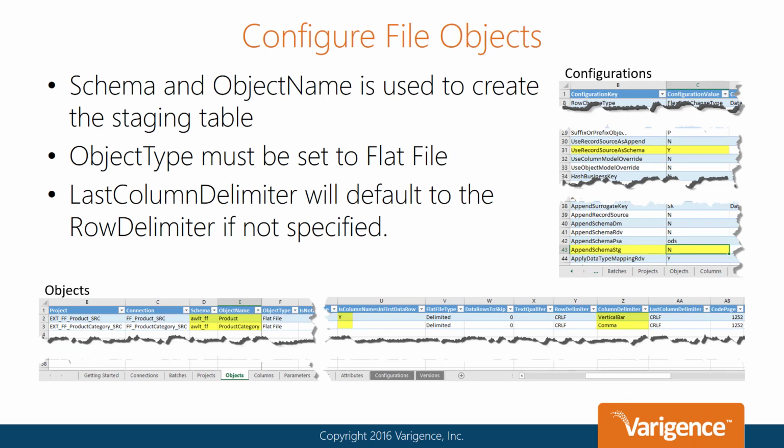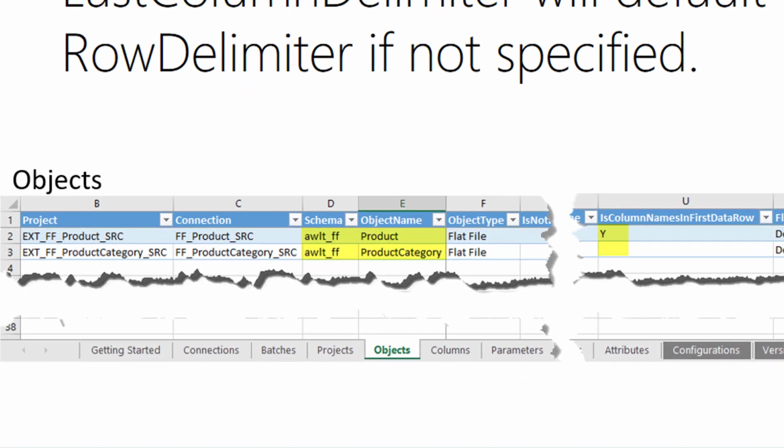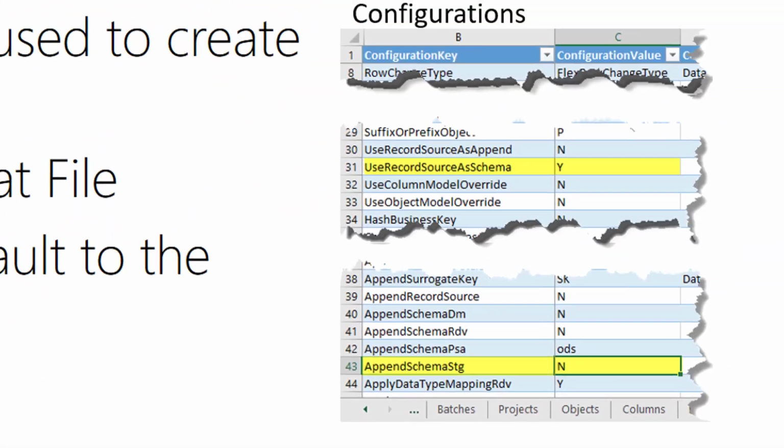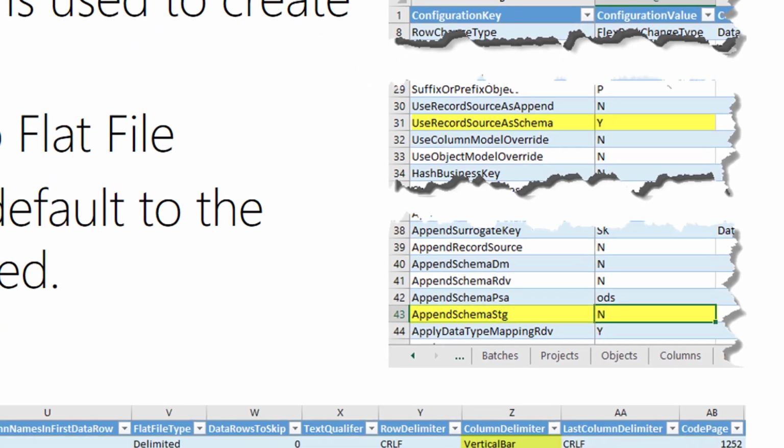The schema and the object name here is actually the schema that you want the table to be called inside of the staging layer. So because I'm going to have a product coming out of AdventureWorks and a product category comes out of AdventureWorks, I now have a flat file that is also going to be called product and product category. So therefore I want to put it in a different schema. And you're going to have to play around with things a little bit here, and I'll go through the use record sources schema, append schema stage, and show you what those mean when we do the demo. But for now, they're there for information.